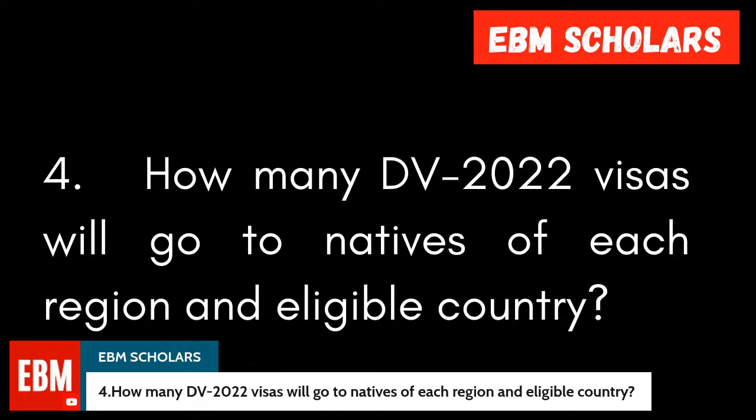That means the number of visas the Department of State will eventually issue will be determined by the natives of each country based on regional availability. I'm giving an example. When they selected the winners for DV 2022, they selected 133,000 winners. But they are not going to give visas to all of them. At the moment, under this law, it is 55,000 visas.